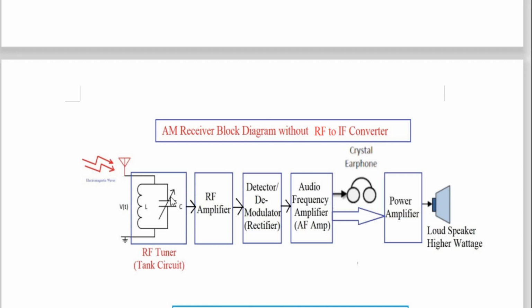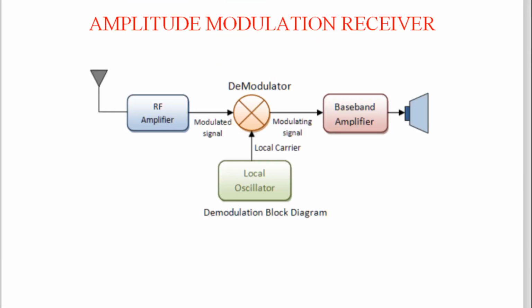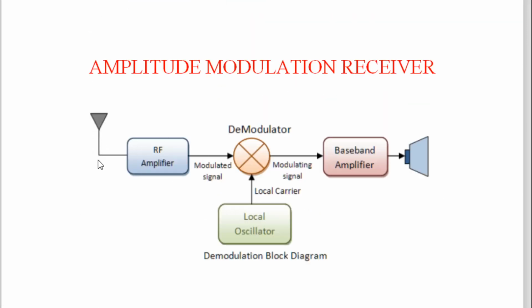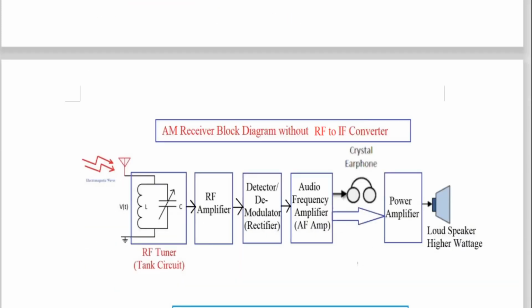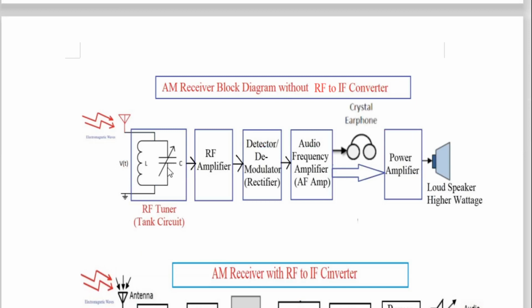So if the frequency of this tank circuit matches the frequency of the electromagnetic waves, then this antenna will catch that particular electromagnetic wave. And this block is not shown over here. After the antenna, there should be a tuner circuit, T-U-N-E-R. There should be a tuner circuit, and then the output of the tuner circuit is given to the RF amplifier.